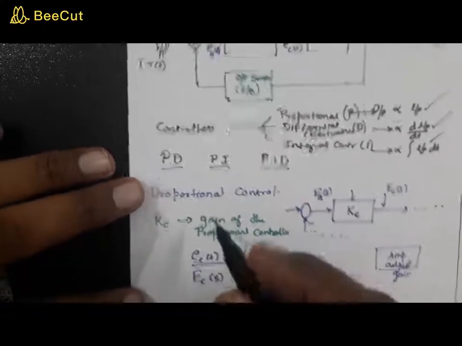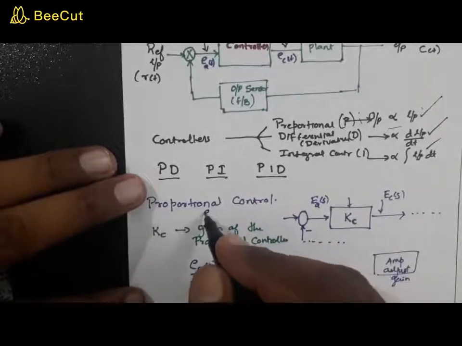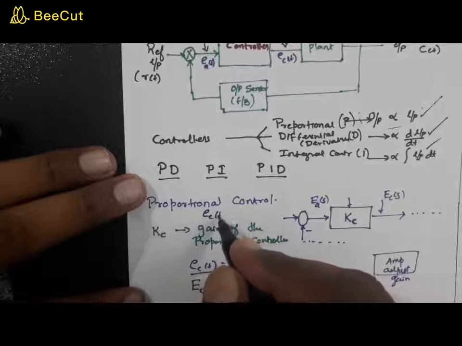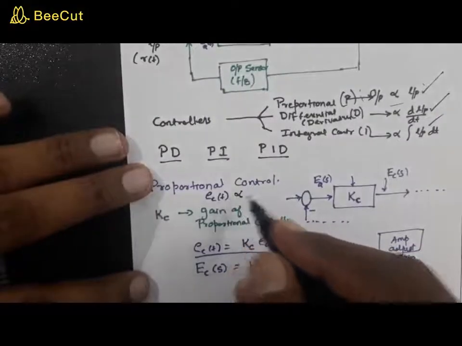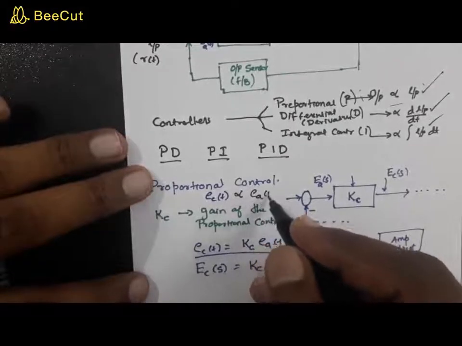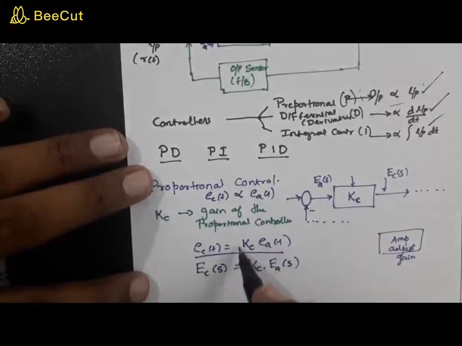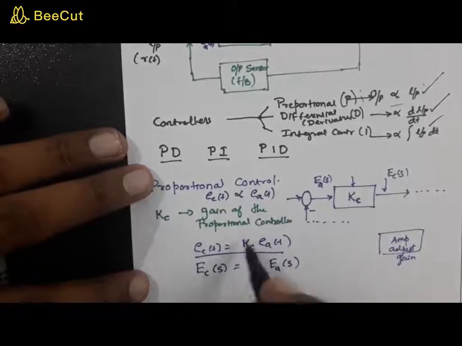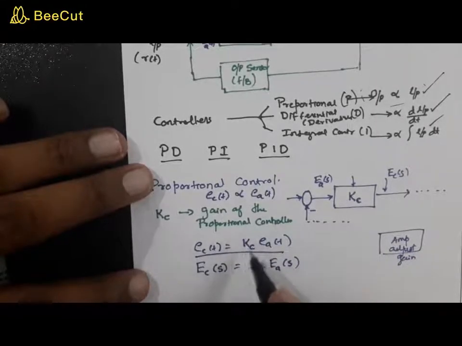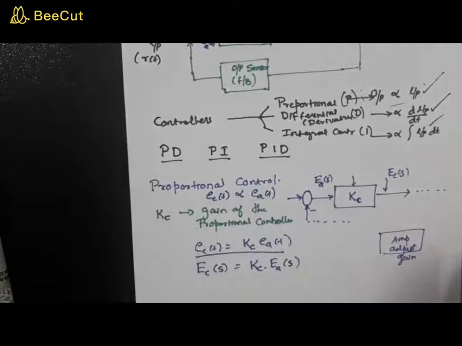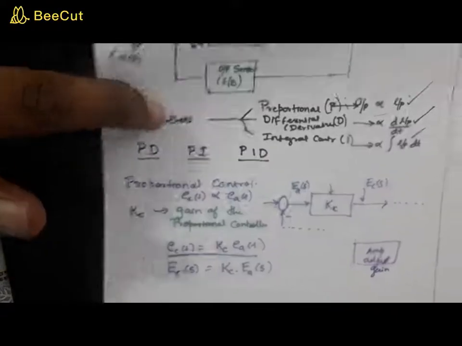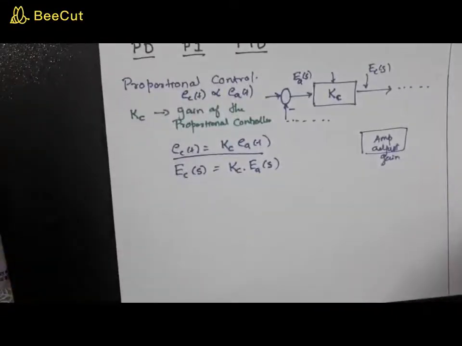So what does a proportional controller do? Why is it called a proportional controller? Because the controller output is proportional to what? Proportional to the actuating signal. When you equate, you need a constant of proportion, so that is Kc, which is called the gain of the proportional controller. Now let us study the impact of this proportional controller by considering a case.